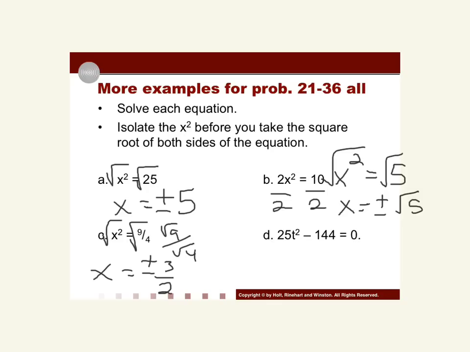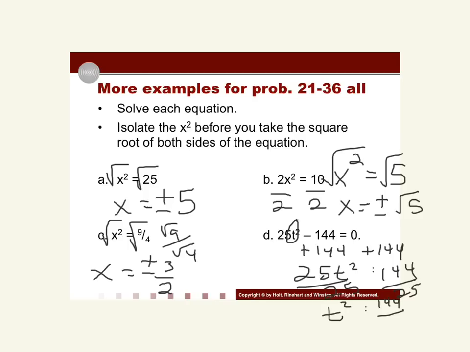Now in this last one, we have to do a little work to get the t squared isolated. The first thing we have to do is add 144 to each side. We get 25t squared is equal to 144. Divide by 25, and now we have t squared is equal to 144 over 25. Now we'll square root each side, and we'll get t equals plus or minus the square root of 144, which is 12, and the square root of 25, which is 5. And so we end up with t is equal to plus or minus 12/5.